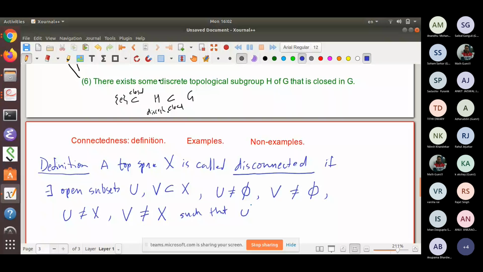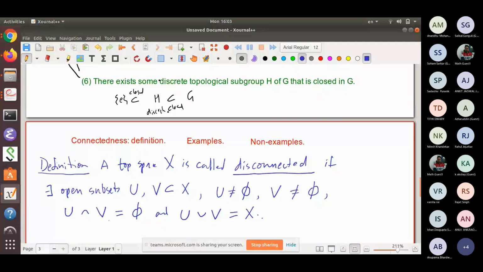Why should I say all these things? I don't have to say all this. U is non-empty, V is non-empty, but U intersection V is empty and U union V is all of X. If such open sets exist, then X is called disconnected.